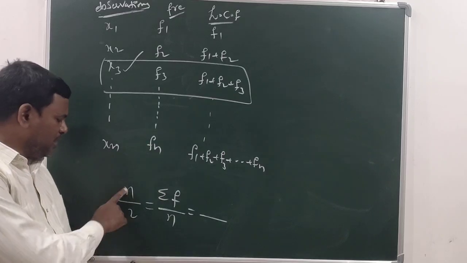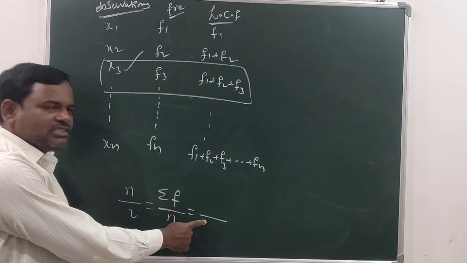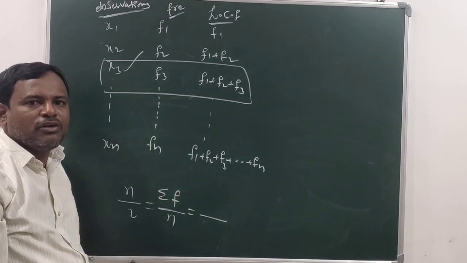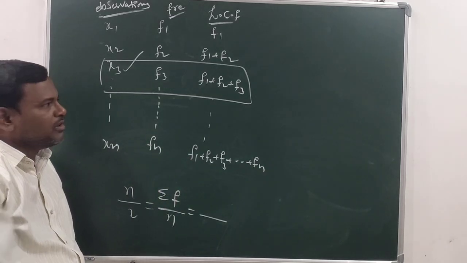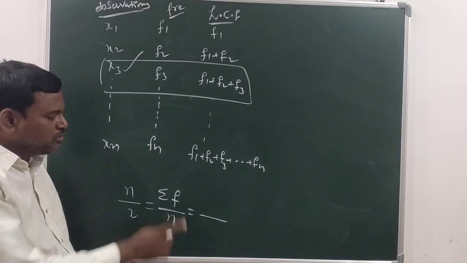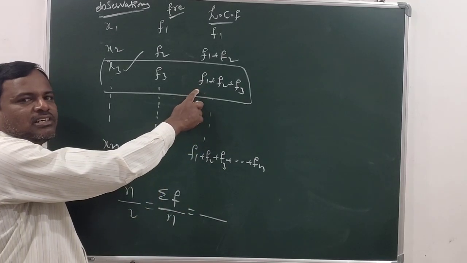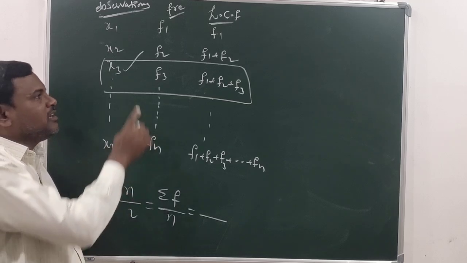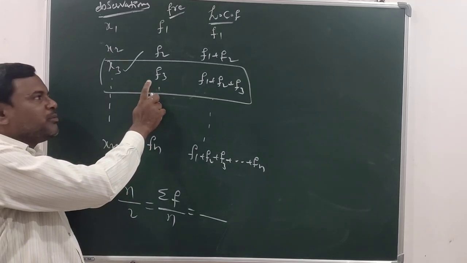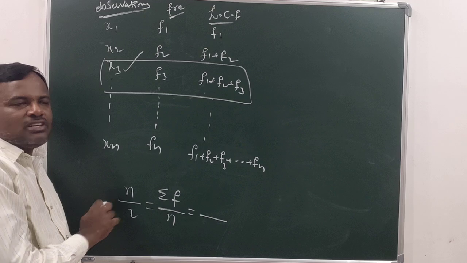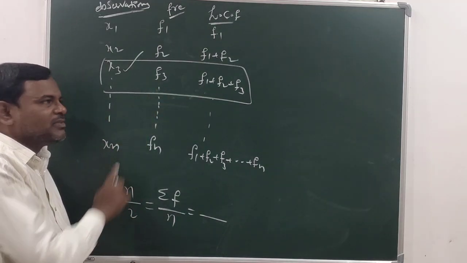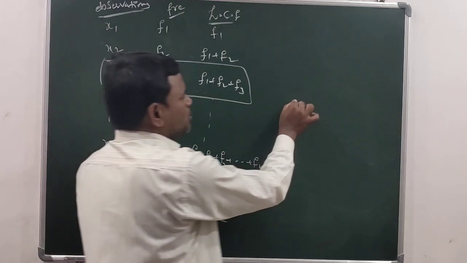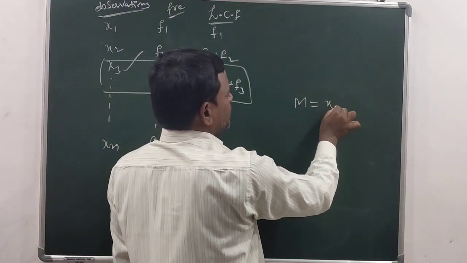Okay students, prepare this n by 2. You may get one result. Where does it belong in this less than cumulative frequency? You have to check. Suppose it belongs to this class. Okay, so then what is the respective observation of this class? X3. That X3 is the median of the data, so that you have to take as M.